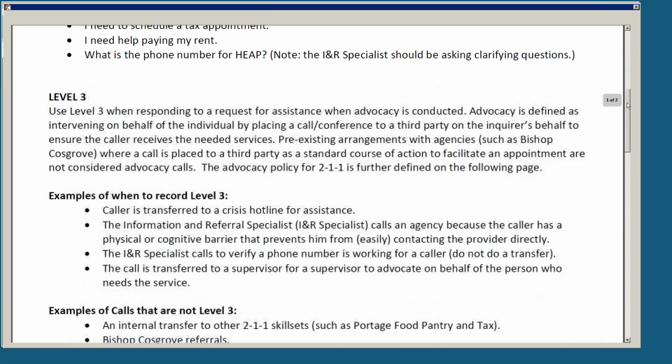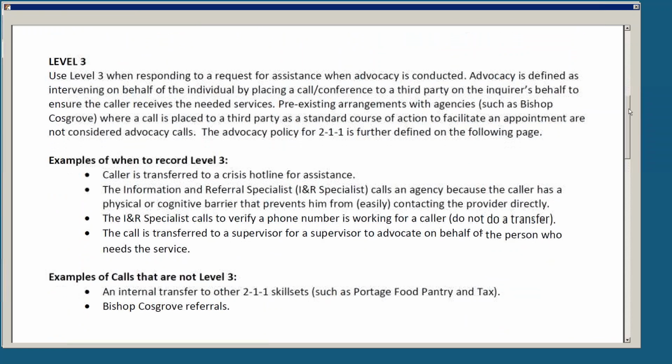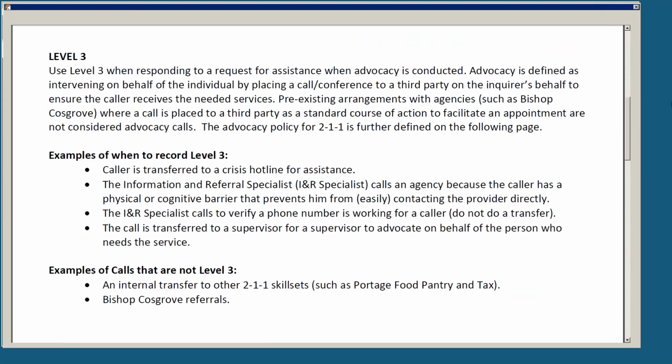A level 3 is when you're responding to a request for assistance when advocacy is conducted. Advocacy is defined as intervening on behalf of the client by placing a call or a conference to a third party on the inquirer's behalf to ensure that they receive the needed services.